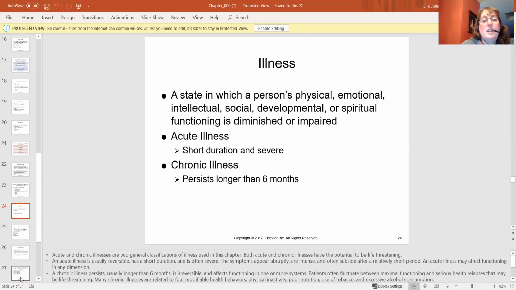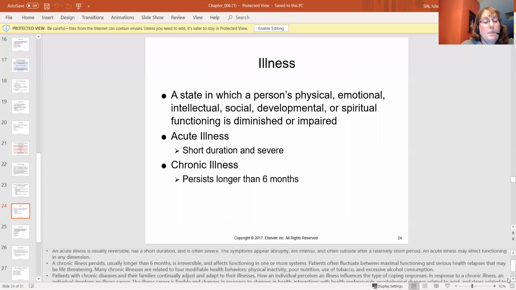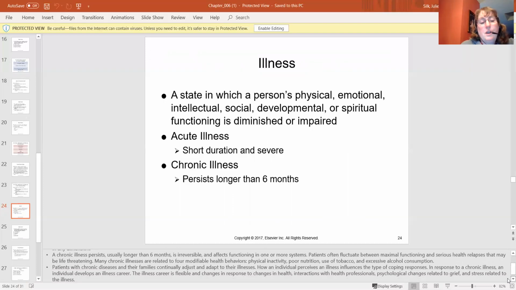So illness is a state in which a person's physical, emotional, intellectual, social development, or spiritual functioning is diminished or impaired. So the difference between acute and chronic is that acute is just a short duration of an illness and chronic is lasting for longer than 6 months. So many chronic illnesses are related to 4 modifiable health behaviors: physical inactivity, poor nutrition, use of tobacco, and excessive alcohol consumption. Patients with chronic diseases and their families continually adjust and adapt to their illnesses.